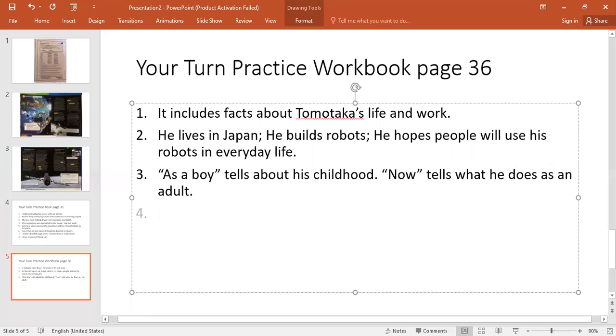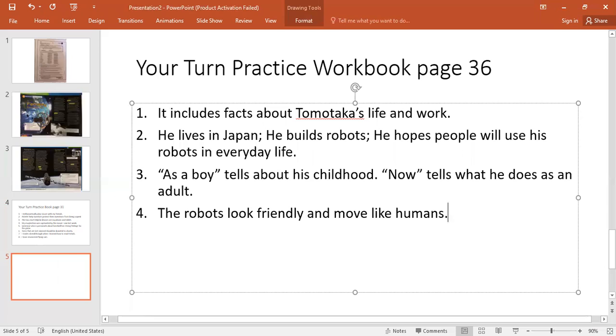Number 4. How does the illustration help you understand more about the robots that he creates? The robots in the photo look friendly and they move like humans. In the photo, it says Tomotaka's friendly looking robots walk and move like humans.